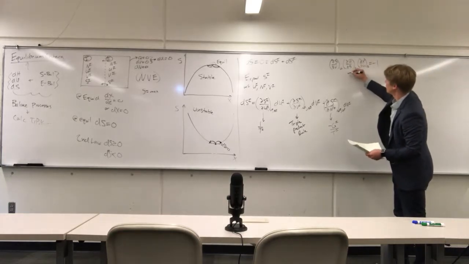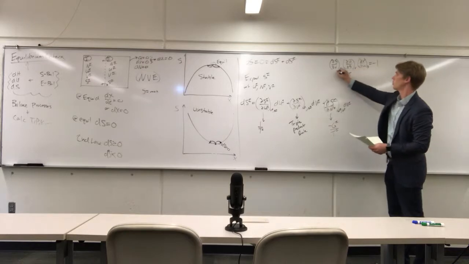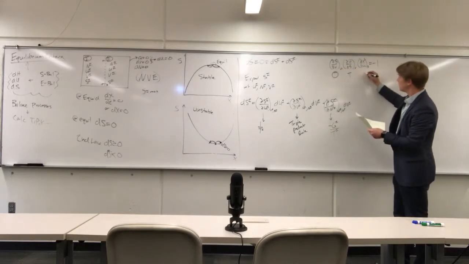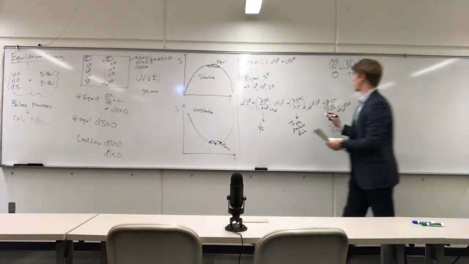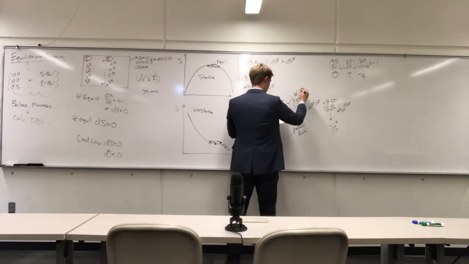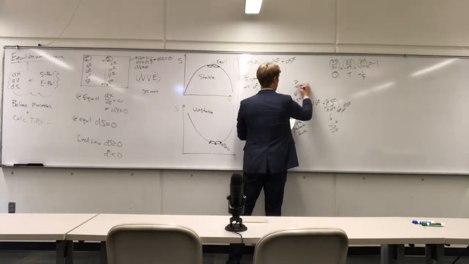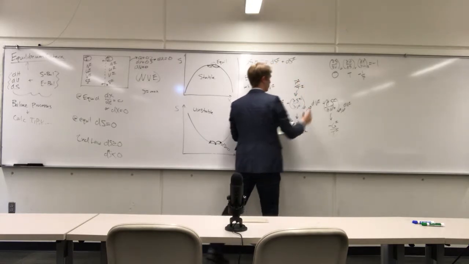This is equal to temperature. This is what we're trying to rearrange for. This one is -1 over pressure. So then we'll find that this term here is equal to P over T. So in this case, it would actually be P1 over T1.